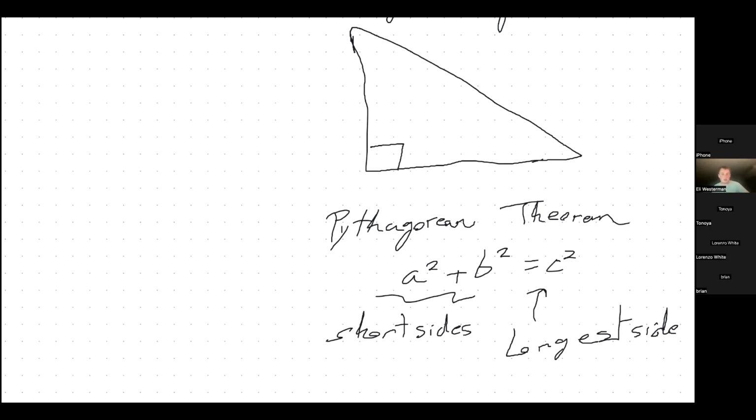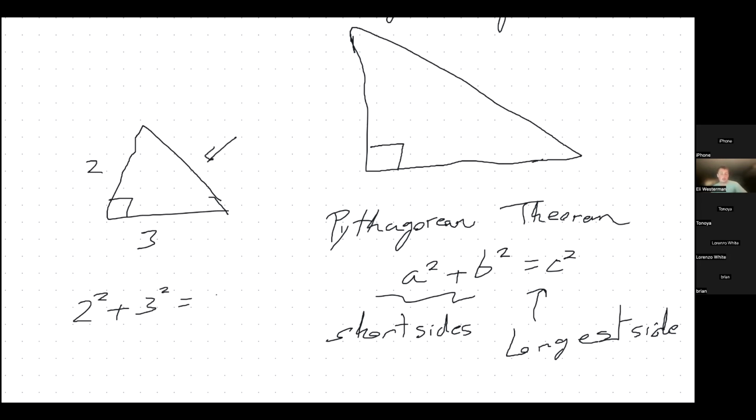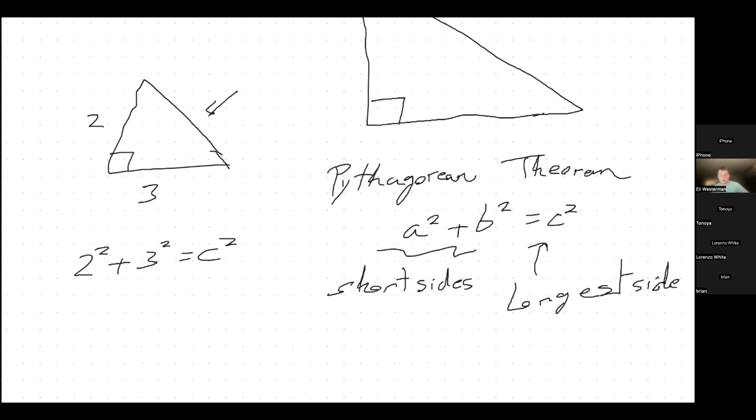Let's put this into practice, although I'm sure you're so happy you're in a quick class and how amazing this is. So let's say we have a triangle that has sides that are 2 and 3 long, and we want to know the long side. So we can say 2 squared plus 3 squared equals C squared. What is 2 squared? It's 4. What is 3 squared? It's 9. So 4 plus 9 equals 13, which equals C squared.